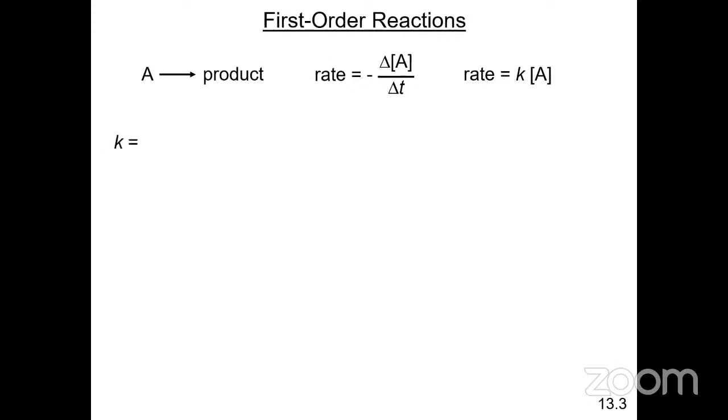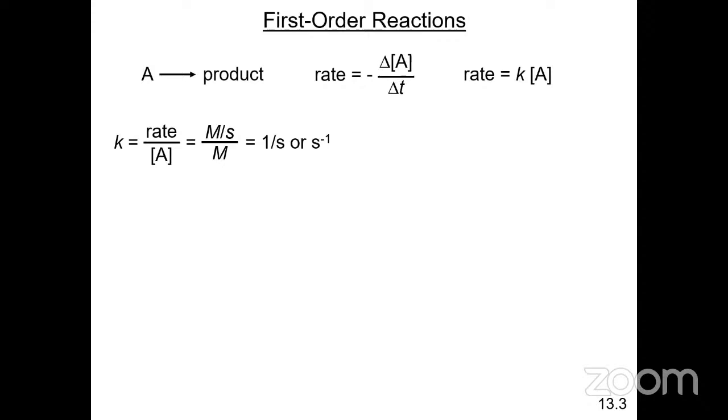So we can rearrange this to get k is equal to rate divided by concentration of A. And the units of k in this case would be the rate units, M over s, divided by M, which is the molarity or concentration unit. And this works out to be 1 over s, or s to the minus 1. So basically, the units of the rate constant for a first order reaction would be 1 divided by some unit of time. It could be seconds, it could be minutes, it all depends on how fast or how slow the reaction goes.